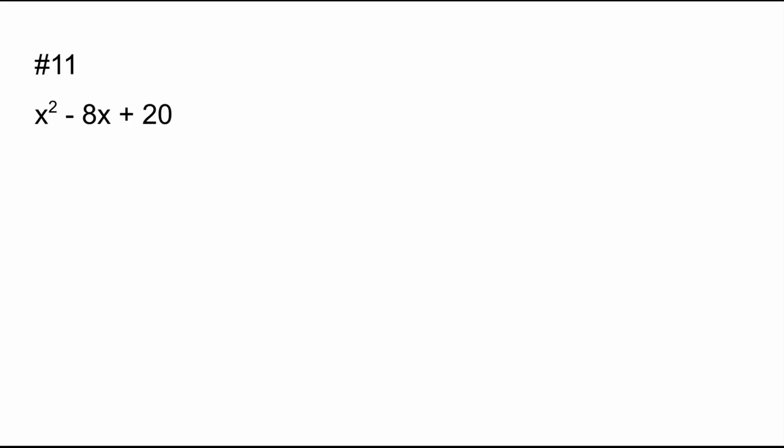Awesome. Last one. X squared minus 8x plus 20. What two numbers multiply to 20 that add to negative 8? Could it be 20 and 1? No. 10 and 2? Let's see. Negative 10 times positive 2. Negative 10 times negative 2. No, that would not add to negative 8. Okay, what about 5 and 4? Nope. So guess what? This is prime. It will not factor any further.